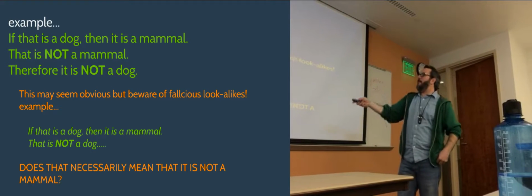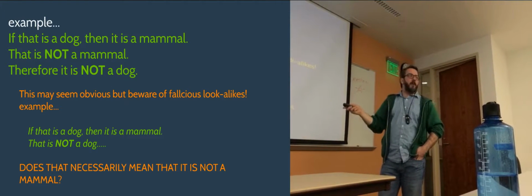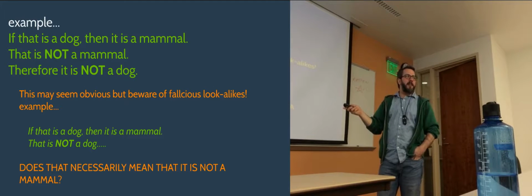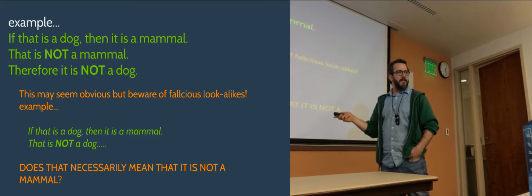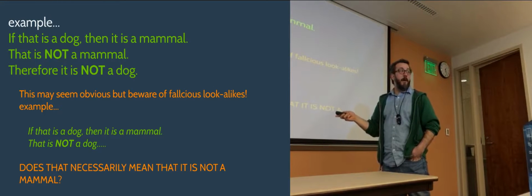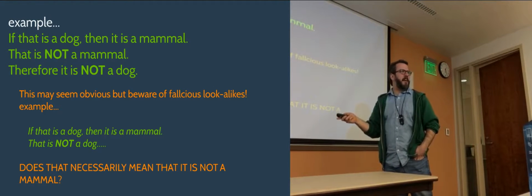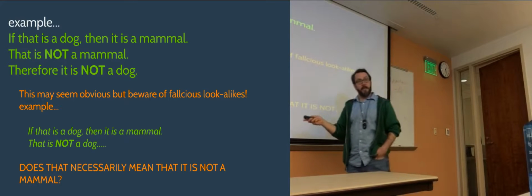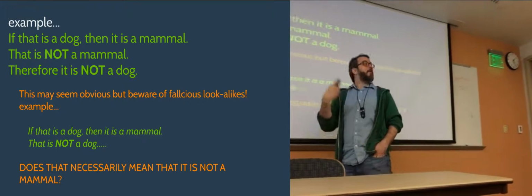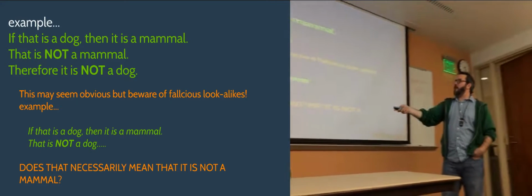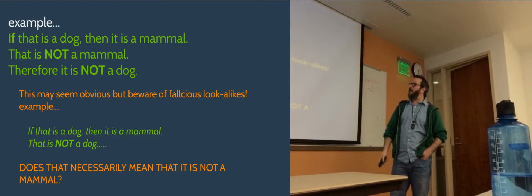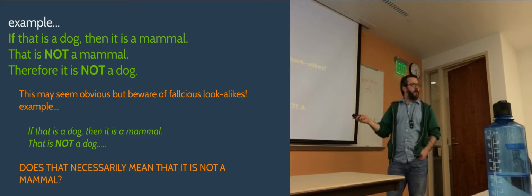If that is a dog, then it's a mammal. That is not a dog. Does anybody feel somewhat tempted to say, therefore it's not a mammal? That would be wrong, of course, right? It's entirely possible to have non-dog, but yes, mammal, like me or a bear, right? So if that's a dog, then it's a mammal. That's not a dog, therefore it's not a mammal is what I want to do, but I thought modus tollens is always valid.